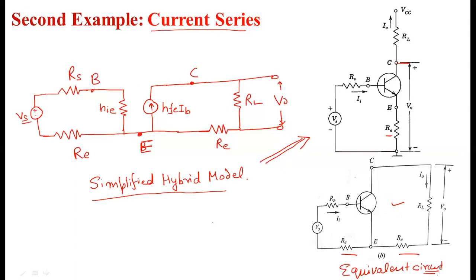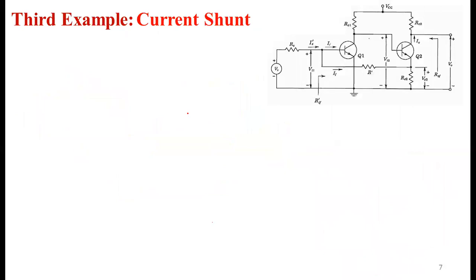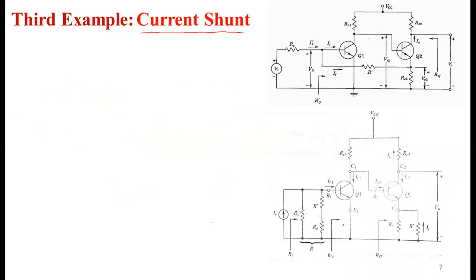Okay, so next we will go to our next example. This is the current shunt type of circuit, and as we discussed in our earlier session, the equivalent circuit for this is this circuit. This is the equivalent circuit of the given circuit, which is of current shunt type. Now we have to draw its simplified hybrid model.